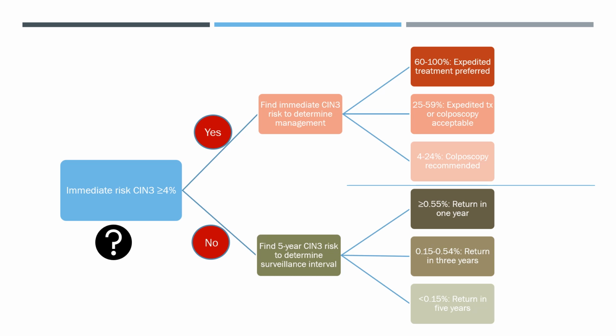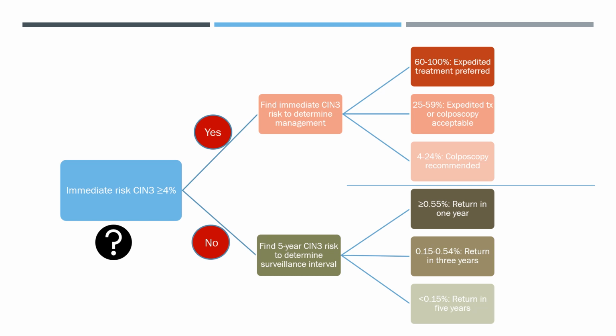Management is also a 3-tiered branch point. You can see here on the chart that if the immediate risk is between 4 and 24%, then colposcopy is recommended. If it's between 25 and 59%, expedited treatment or colposcopy is both acceptable, and that's again when you're going to have that discussion with the patient. And if the risk is 60 to 100%, expedited treatment is preferred. You're going to bypass colposcopy and go right to LEEP or cryo.